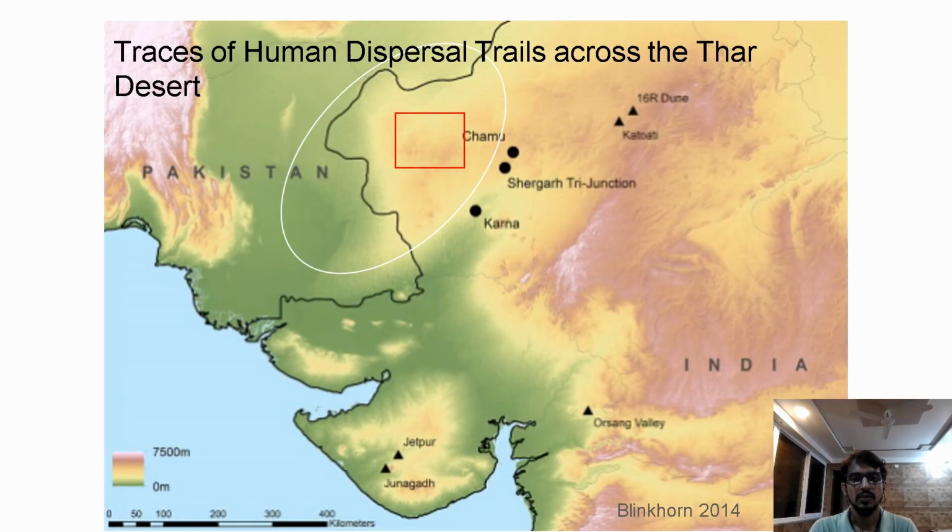Okay, so this is the closer view of the same picture. In the Thar Desert, there are multiple sites in the eastern margin, and there are many in the Indus also. But the interior of the Thar Desert has very rarely any sites. So here our focus is this red square.